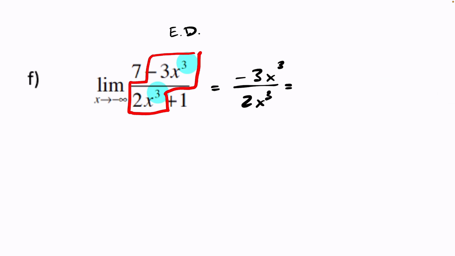What is the fraction of the leading coefficients? Negative 3 over 2. Good. That's the limit. Everything else would cancel out. Okay.